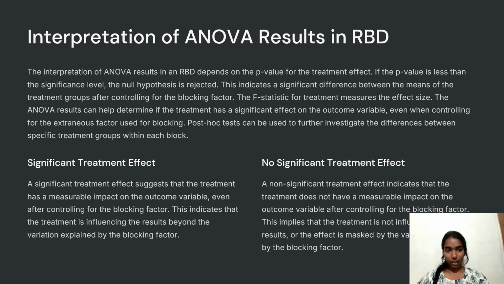The ANOVA results can help to determine if the treatment has a significant effect on the outcome variable, even when controlling for the extraneous factor used for blocking. Post hoc tests can be used to further investigate the differences between specific treatment groups within each block.